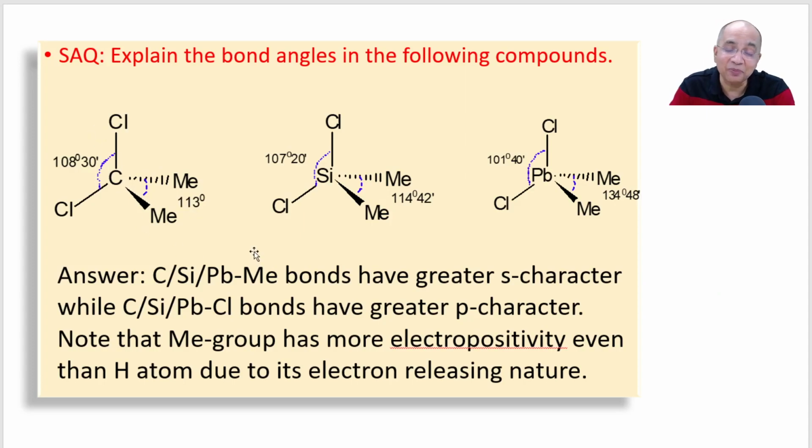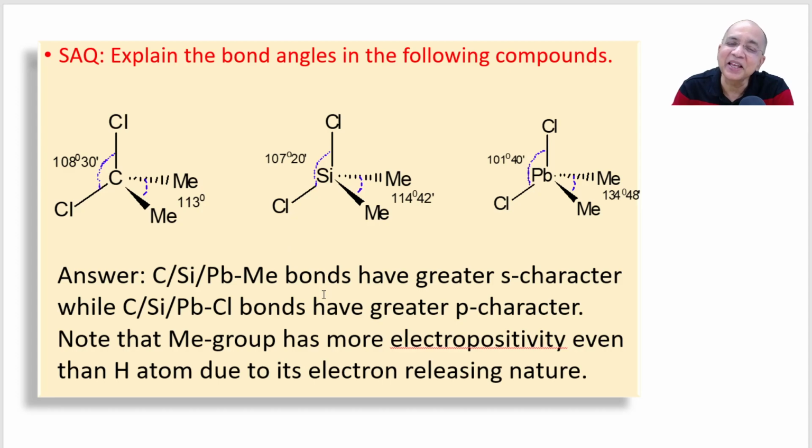Now I have brought a very interesting example for you to compare. This is an organometallic compound, dimethyl dichloromethane. C is connected with two Cl covalently and two methyl groups. This is the carbon-carbon bond, this is the carbon-chlorine bond. The measured angles: between chlorine atoms, the bond angle is approximately 108 degrees, and between methyl-methyl, the bond angle is 113, more than the tetrahedral. This is less than the tetrahedral.